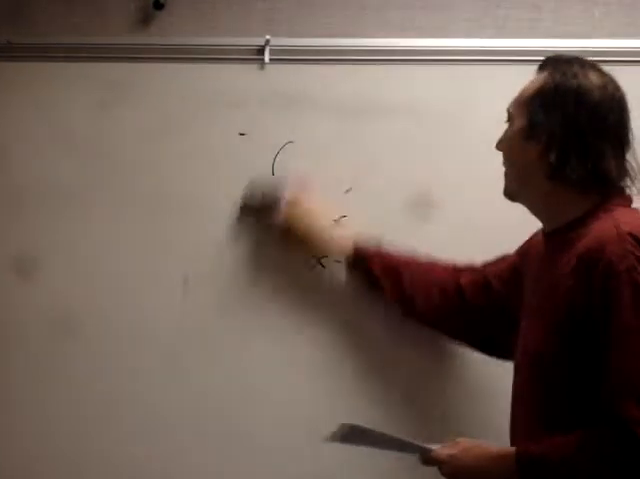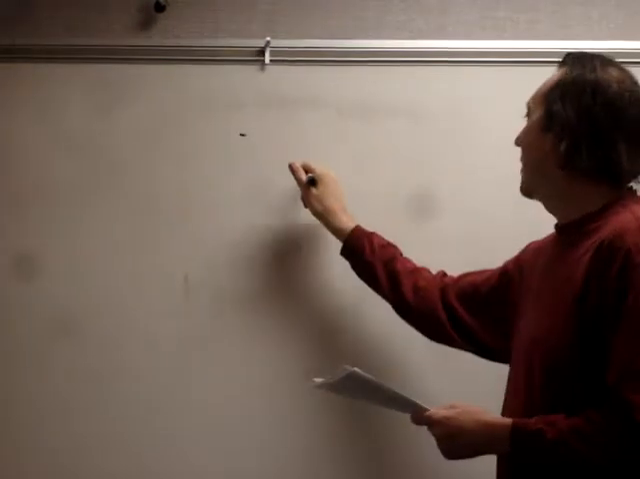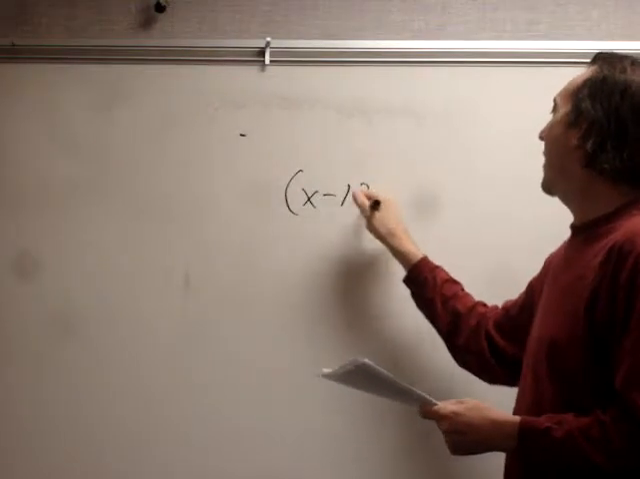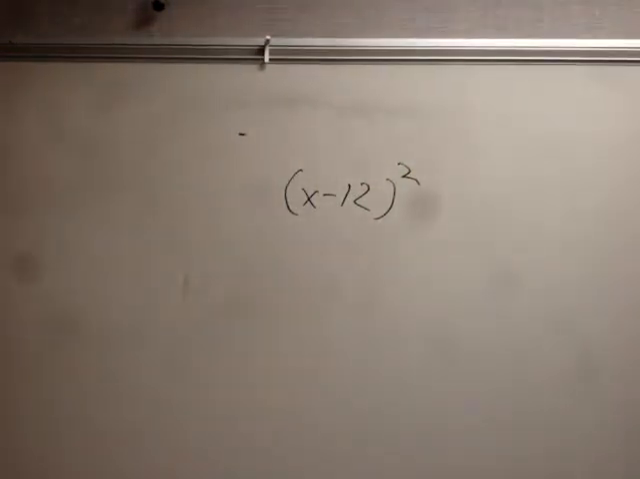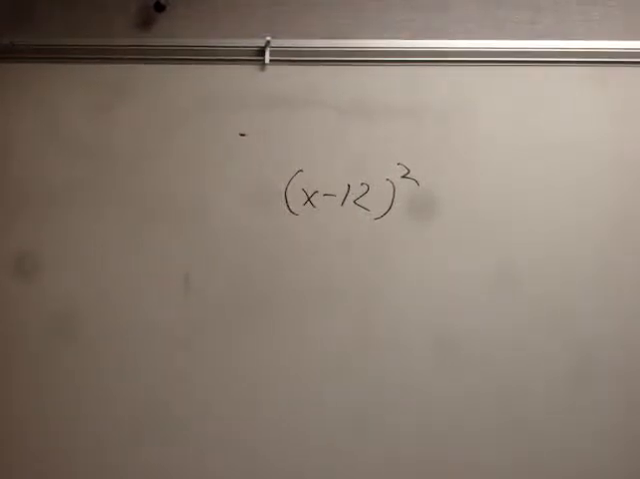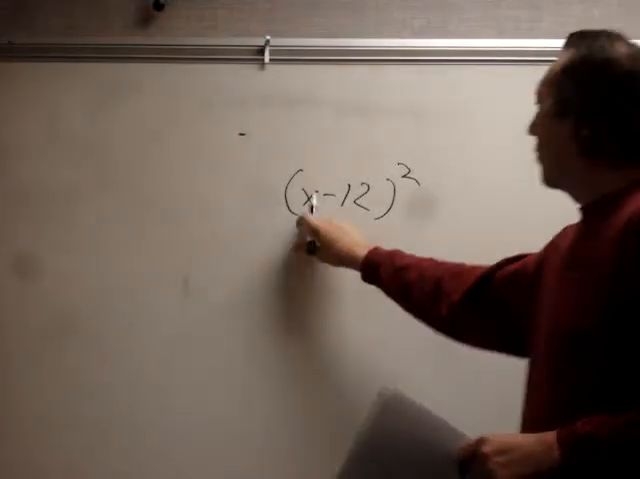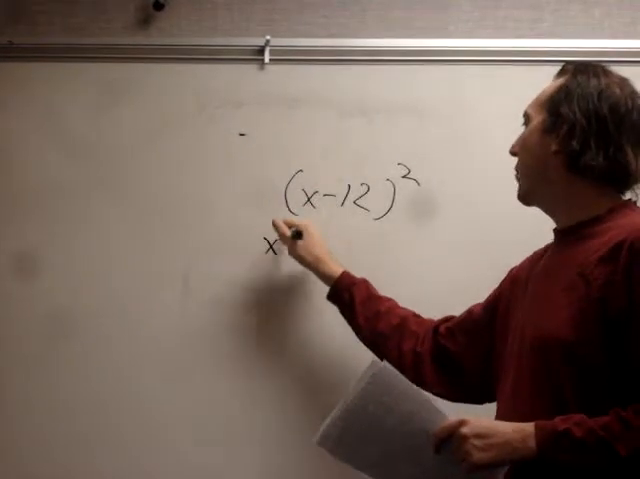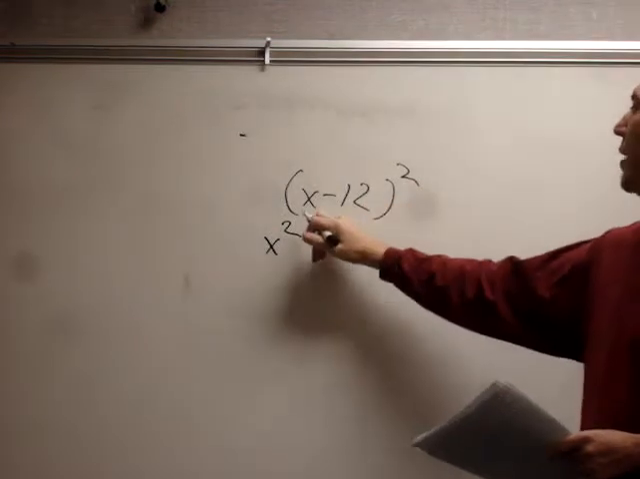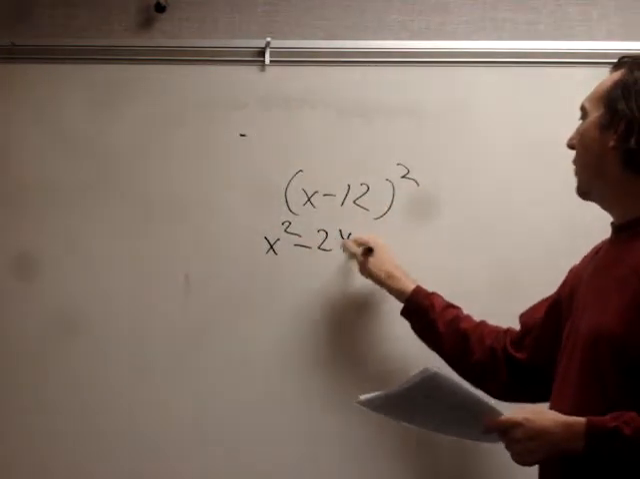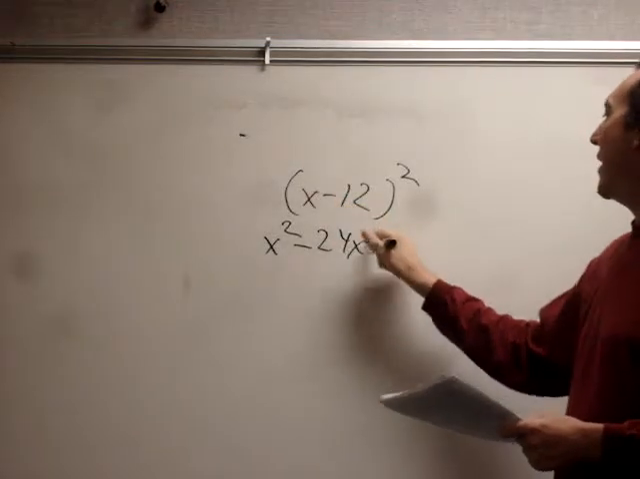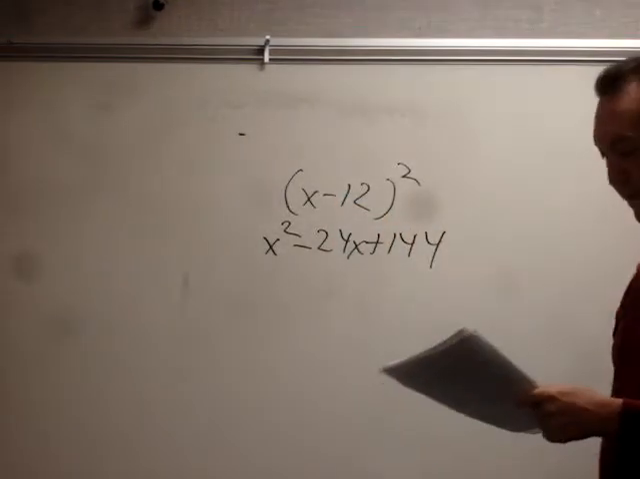Then we're going to be given a binomial, let's say x minus 12 squared, and we need to square this binomial. We can either do this as x minus 12 times x minus 12, or we can do the shortcut where we square the first term, so x squared, 2 times the first times the second, which will be minus 24x, and square the last, plus 144.